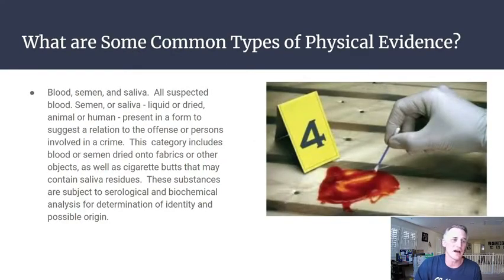All suspected blood, semen, or saliva, either liquid or dried, animal or human, present in any kind of form, would suggest relation to the offense or the person involved in the crime. This category can include stuff that could be dried blood on clothing or semen on clothing. It could be saliva that's attached to a cup, or maybe cigarette butts that are found at the scene. All of those have to be considered.